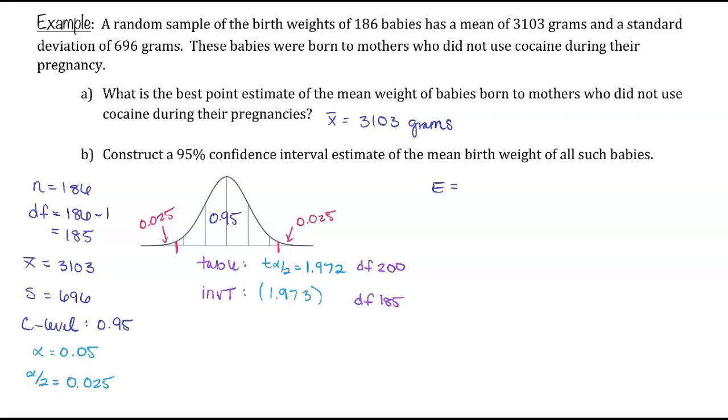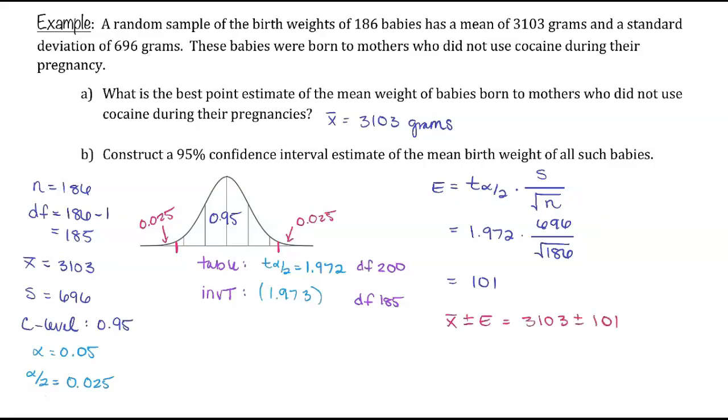To calculate our margin of error, we need t sub alpha over 2 times the sample standard deviation divided by the square root of the sample size. So we have 1.972 times 696 divided by the square root of 186. Rounding to no decimal places, since that's what was given as our sample mean, we find our margin of error to be 101. And constructing our confidence interval, we have x bar plus or minus e. That's our sample mean, 3,103, plus or minus our margin of error, 101. This gives us an interval from 3,002 to 3,204.